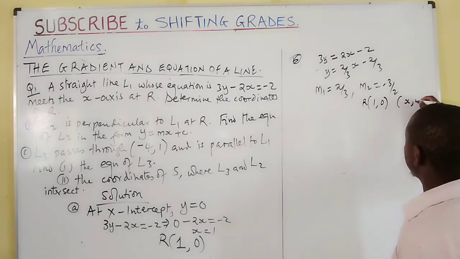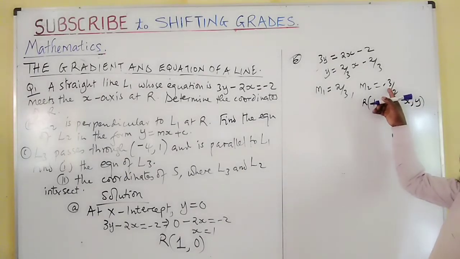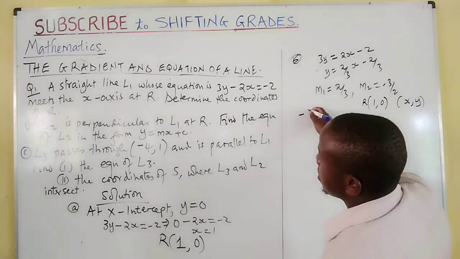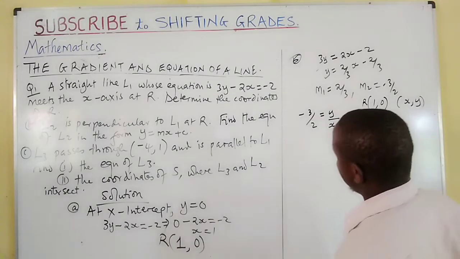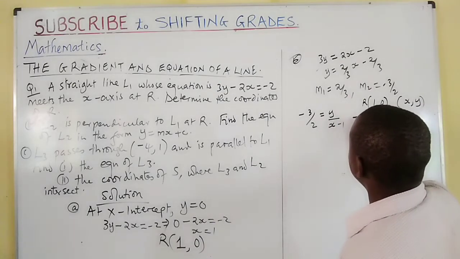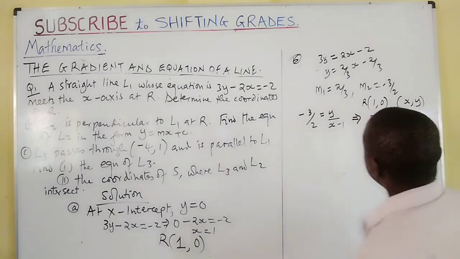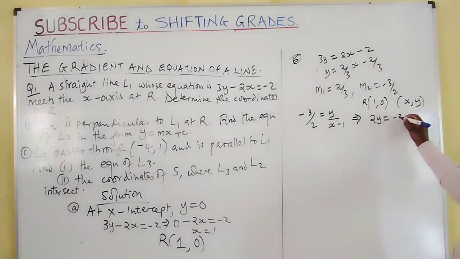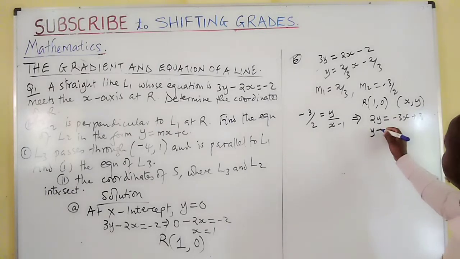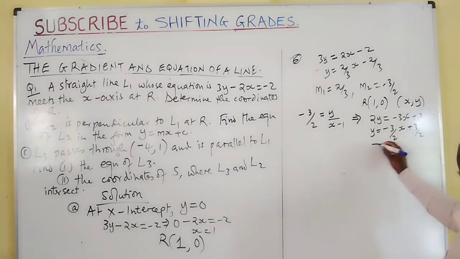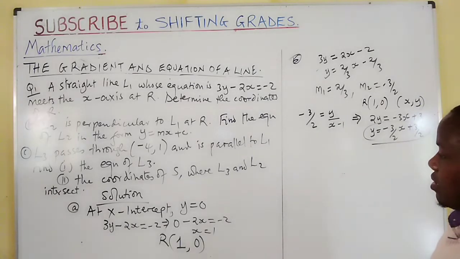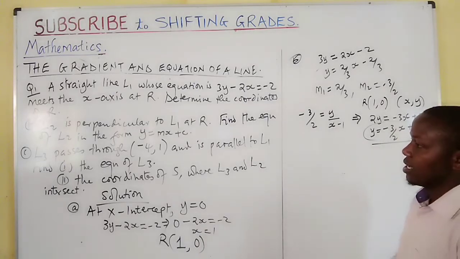So we let another point (x, y). Then we re-express this gradient, whereby we say negative 3 over 2 is equal to y minus 0 over x minus 1. Therefore, cross multiplying, 2y is equal to negative 3x plus 3. So y is equal to negative 3 over 2 x plus 3 over 2. So this is the equation for L2.